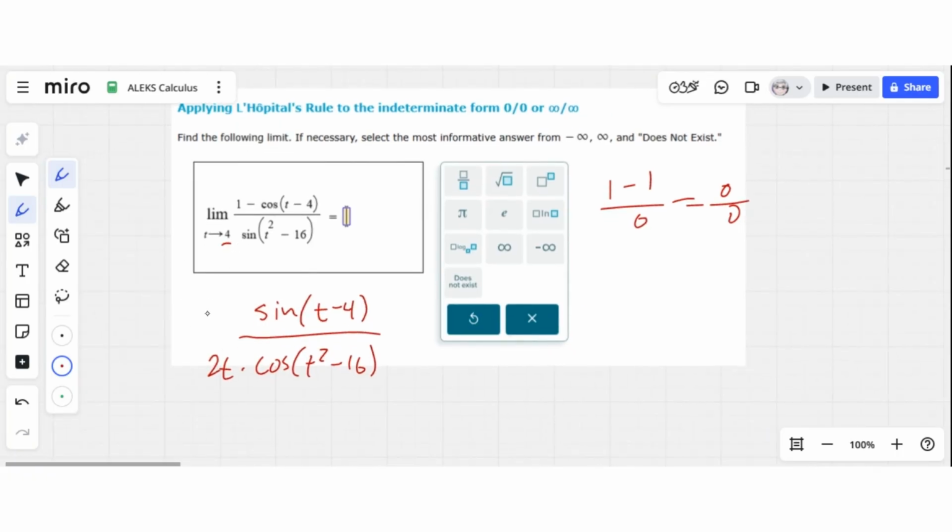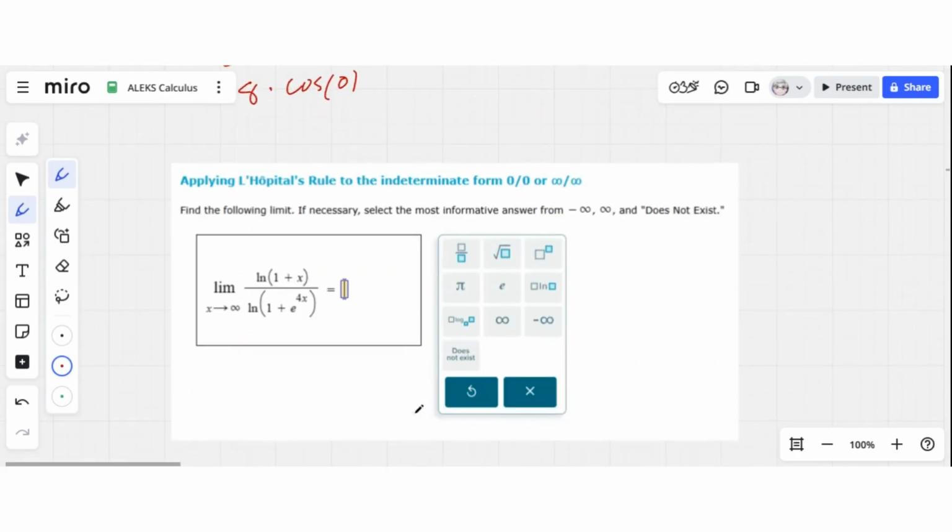Now, let's try putting in 4 again. On the top, we're going to have the sine of 0, which is 0. And on the bottom, we're going to have the cosine of 0, which is 1, times 2t, so 8 times 1. So we're going to have 8 on the bottom. Now we've got a number. 0 over 8 is a number. It's the number 0. So this limit evaluates to 0. Let's try one more of those.